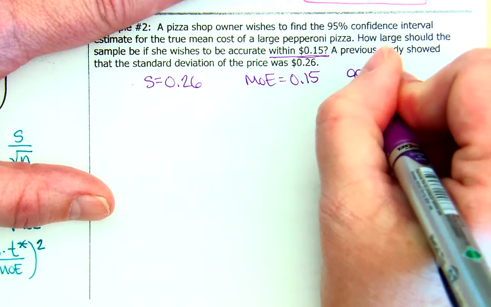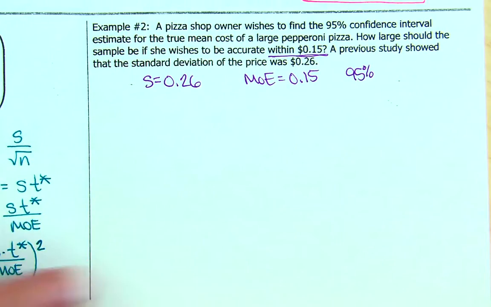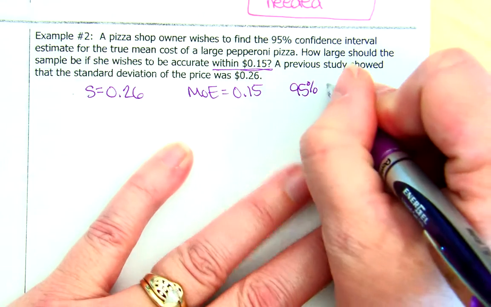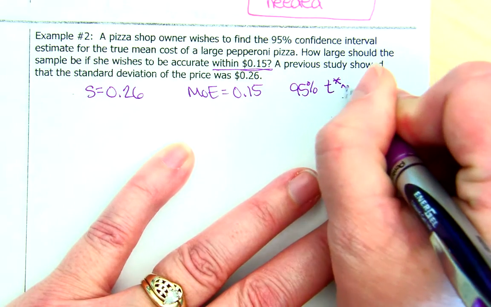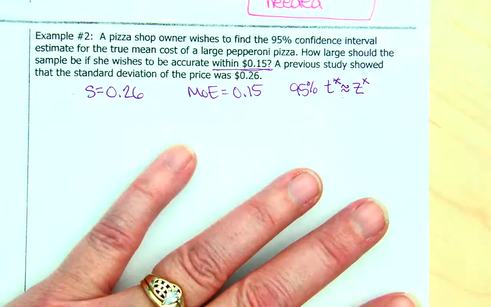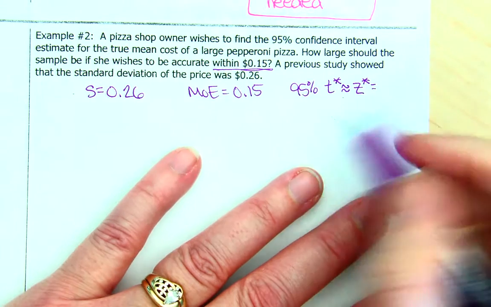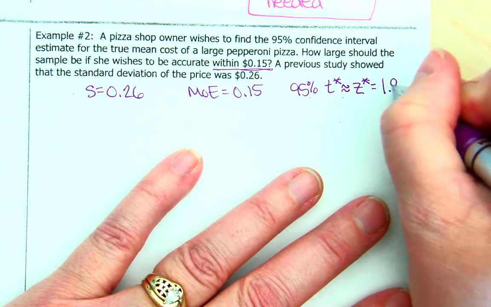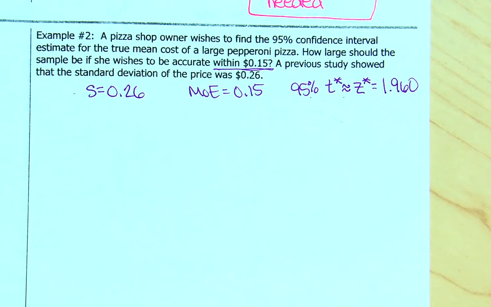We want 95% confidence. So our t critical value, we're going to use our z to estimate it. So for 95% it's 1.960.